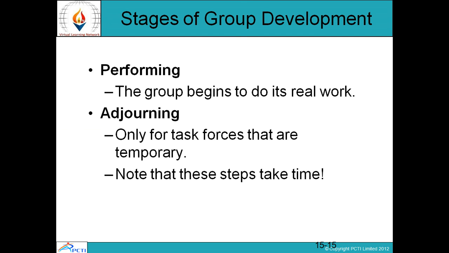In the fourth stage of group development, which is the performing stage, the group begins to do its real work. The group that was assigned a particular task starts doing that task. And the last stage but not the least, adjourning, which includes that only for the task forces that are temporary, not that these steps take time.